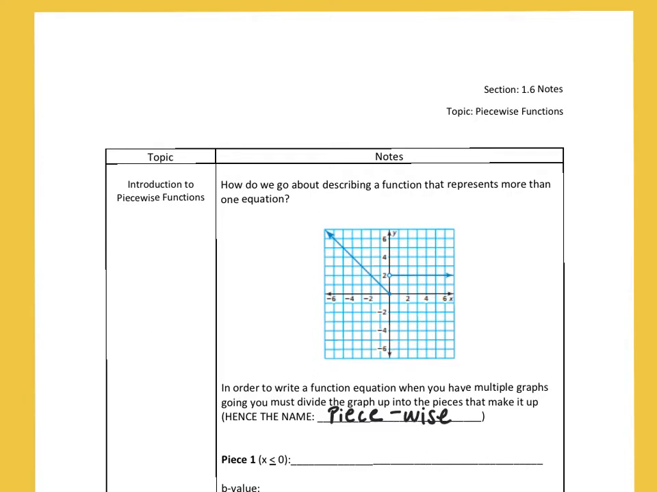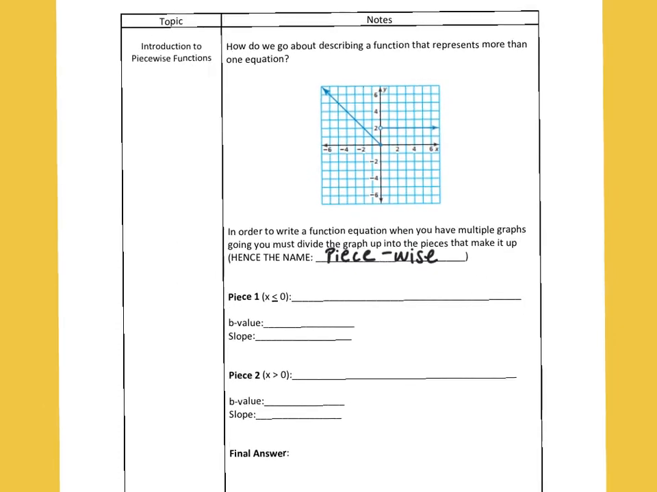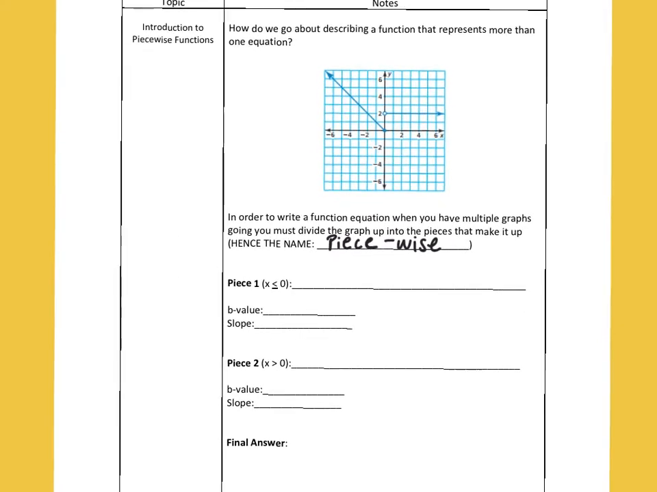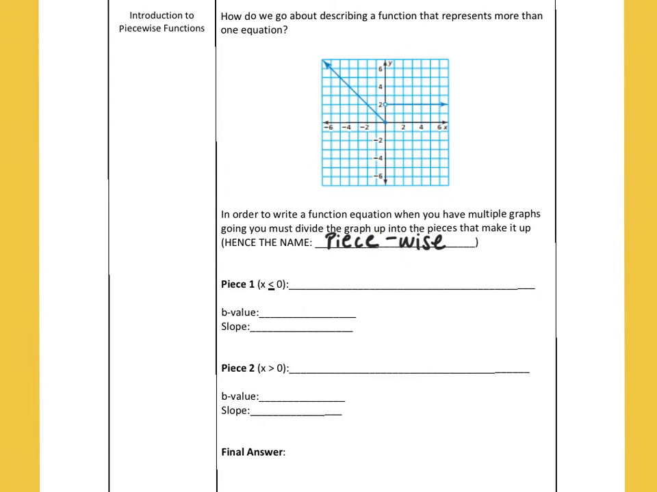So in order to write a function equation when you have multiple graphs going, you must divide the graph up into pieces that make it up, okay? We have our first example. We see that there's two pieces on this graph. Does everybody see that? Two different lines.